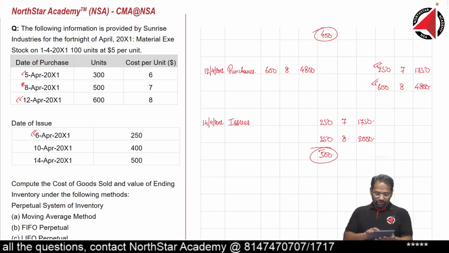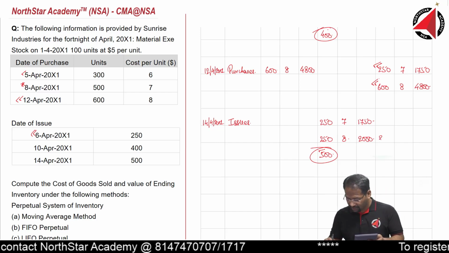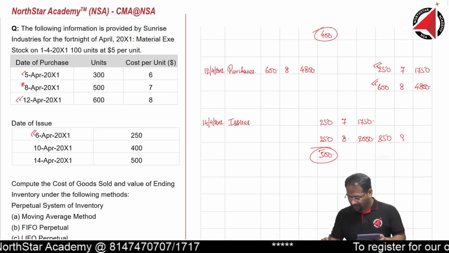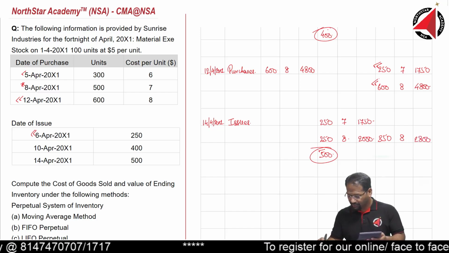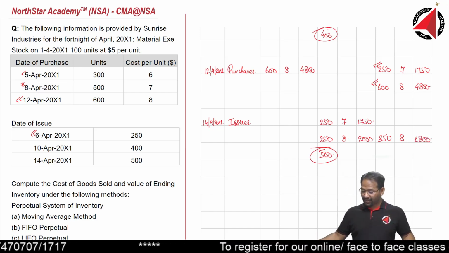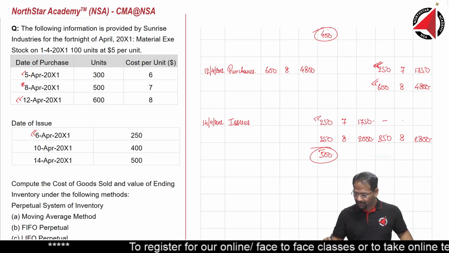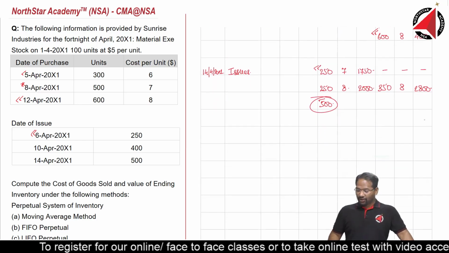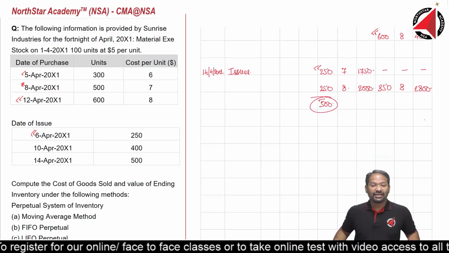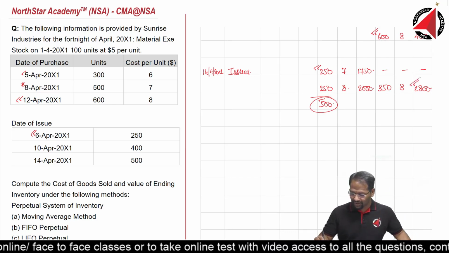How much is left? So out of 600, 250 has been issued. So we are left with another 350 units at the rate of $8. So we are left with 2,800 worth of inventory. This 250 units has already been issued, and here we are not left with any inventory. Alright. Now, if the question says what is the value of your closing stock, so closing stock value is 2,800.